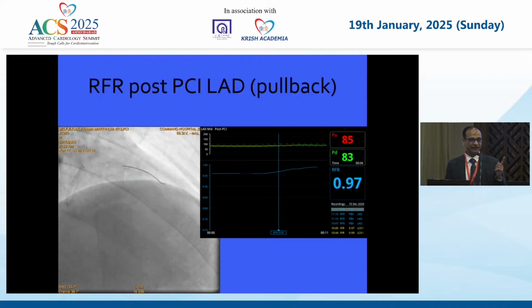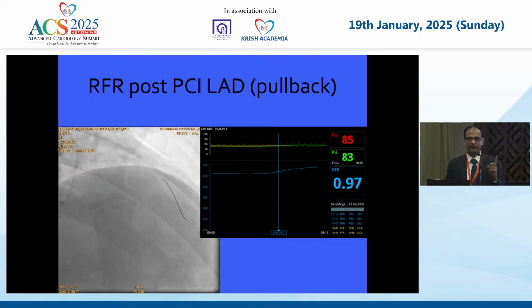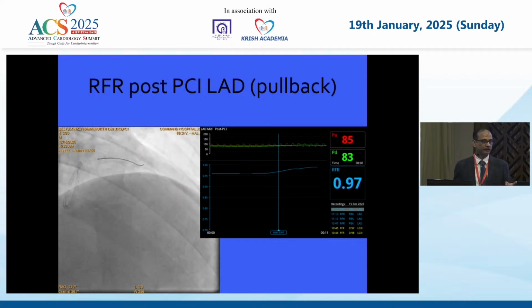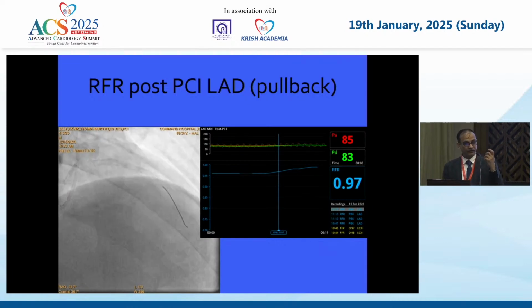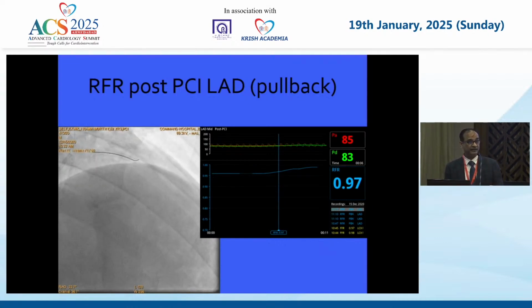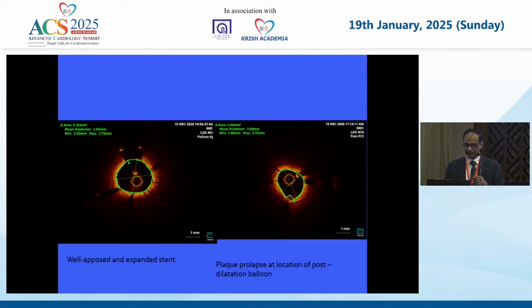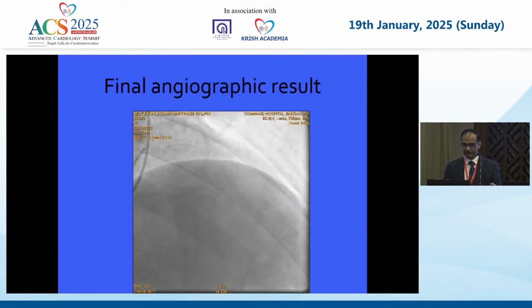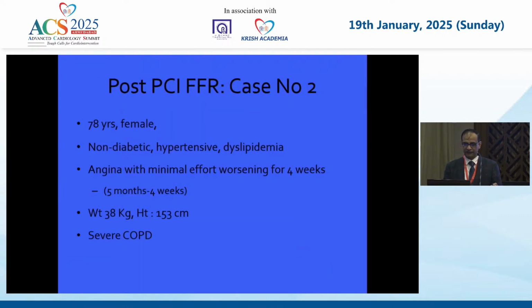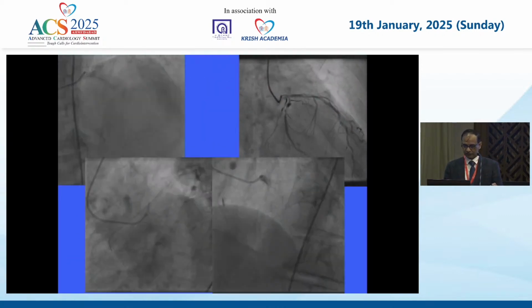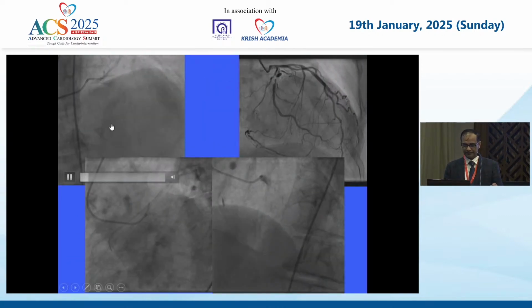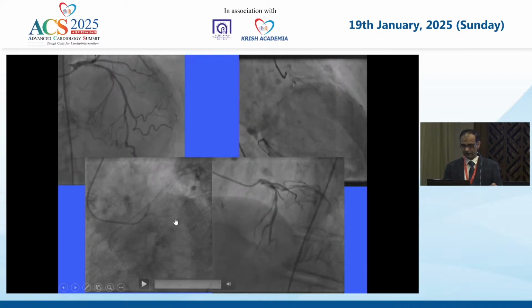This is the RFR at the end, the post-PCI pullback. So it's gone from 0.87 to 0.97. So you see that you corrected what stenosis there was. And when you did an imaging, you found a small edge dissection, which wasn't diagnosed on the angiogram. And this is post-PCI, the same thing. And after the second stent, that's the imaging. This is not required. That's the final angiographic result. Yes, so this is just an example of how we do this.